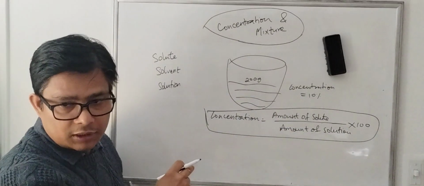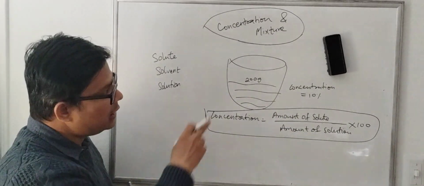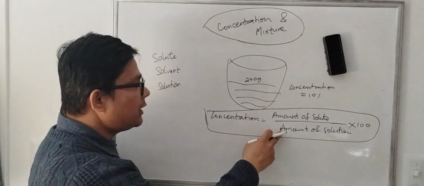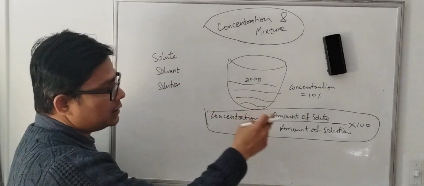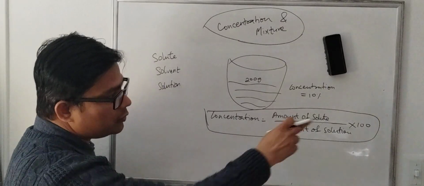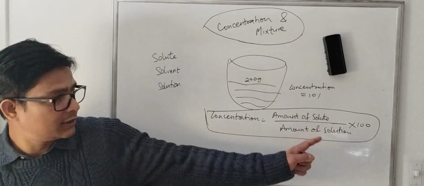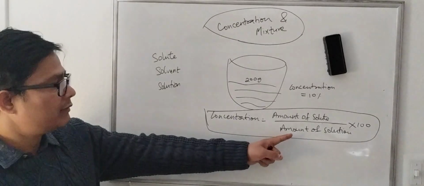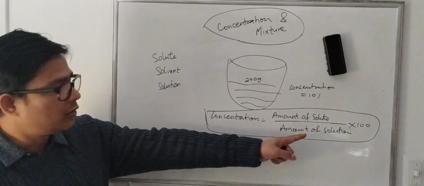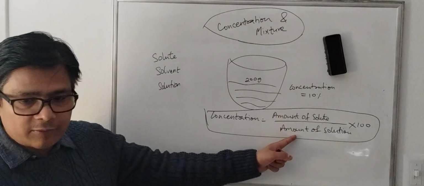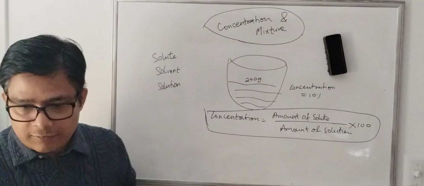Look at the board. Sometimes some students, when they are learning this concept, make a mistake: amount of solute divided by amount of solvent. No, it's amount of solute divided by the amount of solution times 100. That's the concentration. The definition of concentration is this. Never ever divide by the amount of the solvent. If you divide by the amount of the solvent, your answer will be wrong.